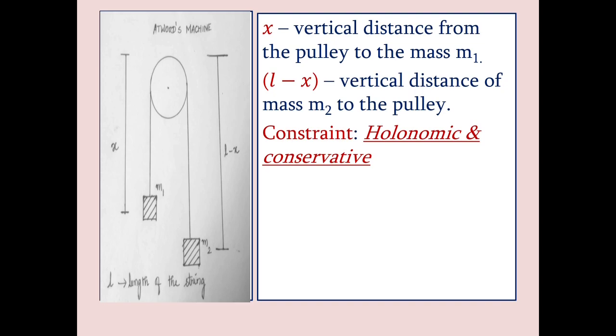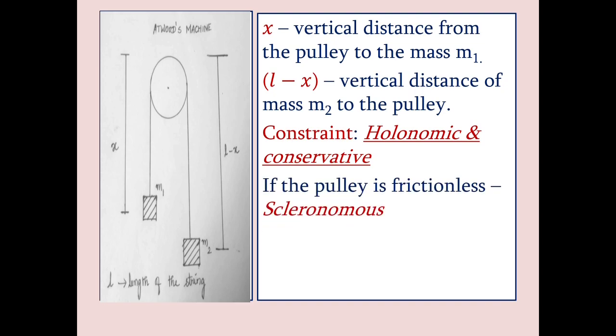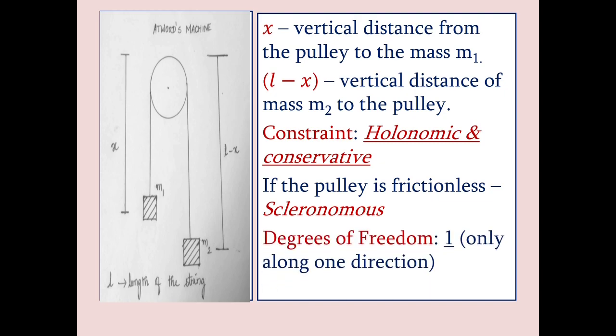Next, what is the constraint involved here? It is holonomic. This system comes under holonomic constraint, and it is a conservative system where the total energy is constant, if the pulley used is smooth and frictionless. Scleronomous constraint is also involved, that is, a time independent constraint. Then degrees of freedom: here the motion is restricted to only one direction. Hence we need only one coordinate to describe this system. So the degrees of freedom is 1 here.